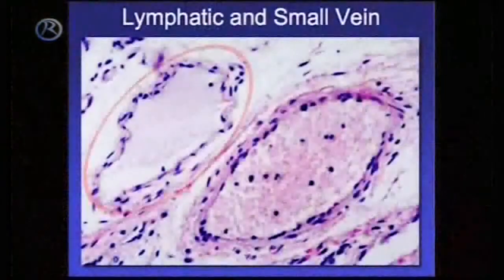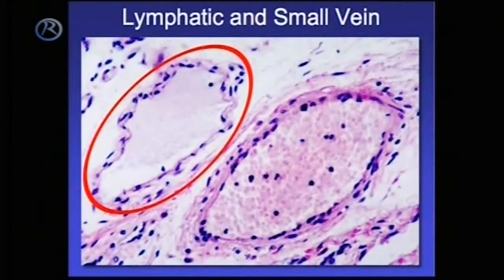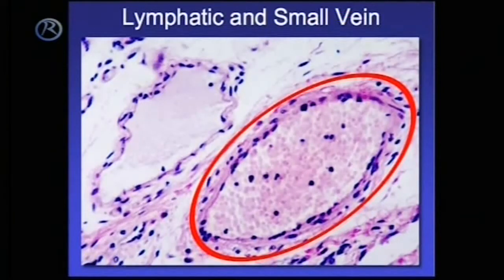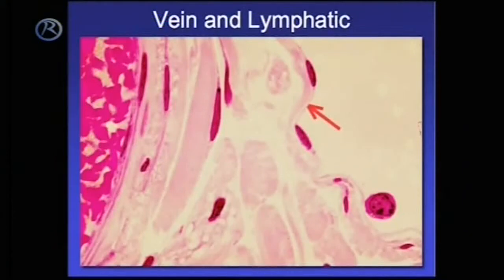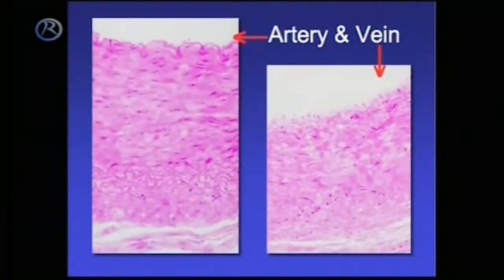Here's a lymphatic over here carrying lymph. Notice you don't see much in the way of blood cells in lymph. You might see the occasional lymphocyte, but you don't see red blood in lymph because that's just bringing tissue fluid back. This is a vein. It has a thin wall, but it's thicker than that lymphatic, and the vein is full of blood. This shows you how thin the wall of a lymphatic is. See it right here, that little thin line? Talk about a squamous epithelium. That is squamous. Over here is a vein with blood in it. That's a comparison of an artery and a vein. See how much thicker walled, how much more muscle in the artery than in the vein.